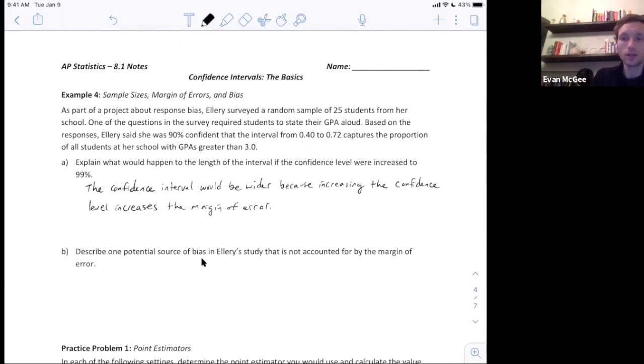But our margin of error can't account for the fact that a lot of these students might be lying because they want to make themselves look better than what they actually are.